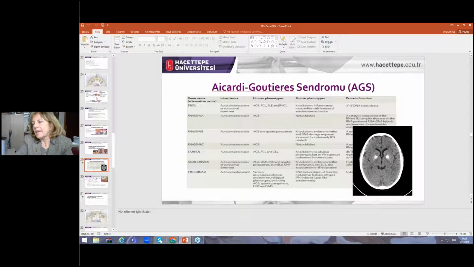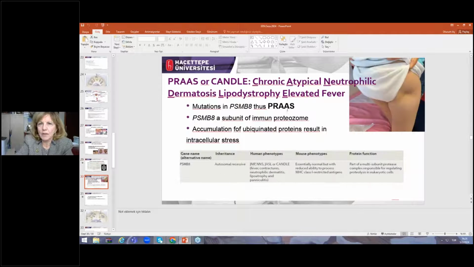The second group in interferonopathies is Aicardi-Goutières syndrome, although this mainly affects neurologists. Sometimes they do have spillover lupus and they might have some vasculopathy as well.